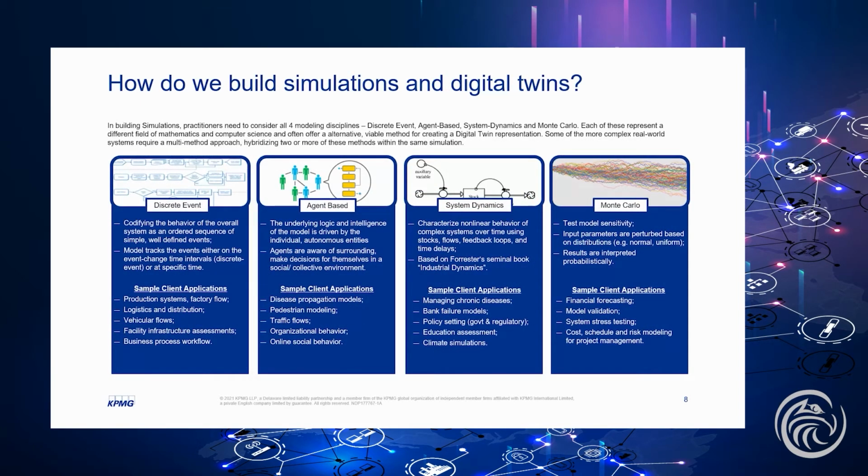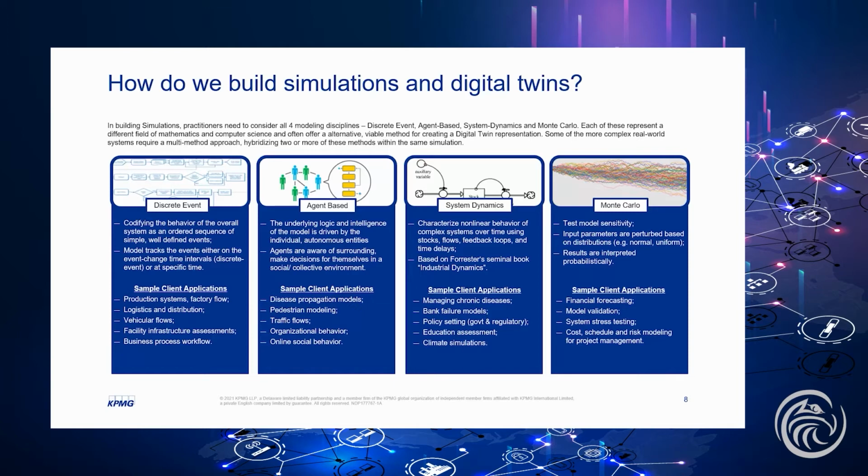In order to build simulations and digital twins, we rely on 4 key modeling disciplines. They are discrete event, agent-based, system dynamics, and Monte Carlo. In a discrete event model, time is not linear. Instead, it jumps between milestone events inside the simulation. These are usually points in time at which the overall system undergoes a change. Their immediate applications are supply chains, distribution logistics, industrial production, and workflow systems. And in our experience, they are the most common type of simulation.